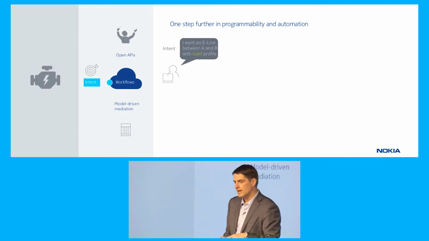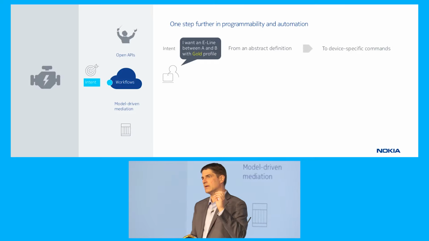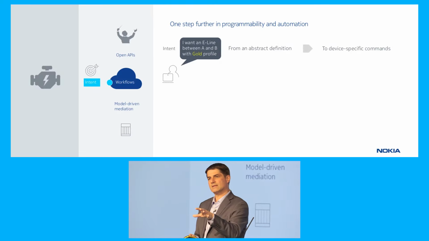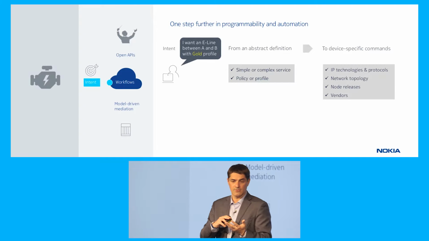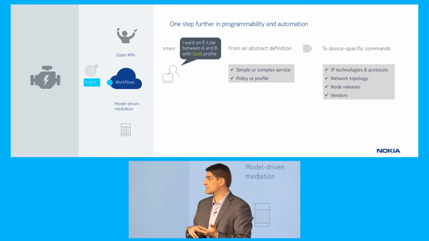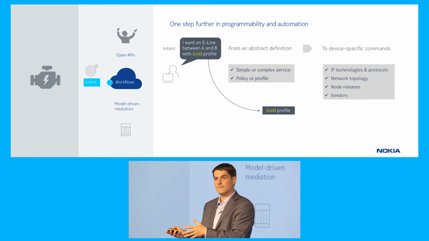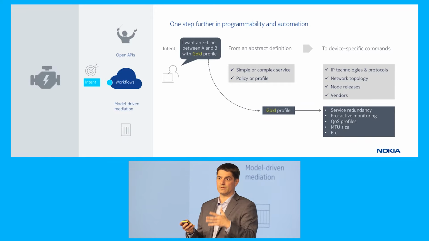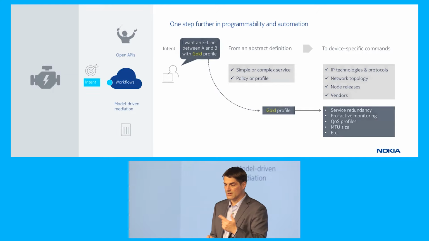So in order to do that, you may want to say, hey, I want to have an E-line with this gold profile, and I want to translate that abstract into specific. And that specific configurations may need to take into consideration network topology, vendors, releases, all the details about that, right? So in order to do that, you need a set of templates that you can define. You need a set of business logic that you implement, and then you run the whole thing through the transactional mechanism. So let me show you how it works.